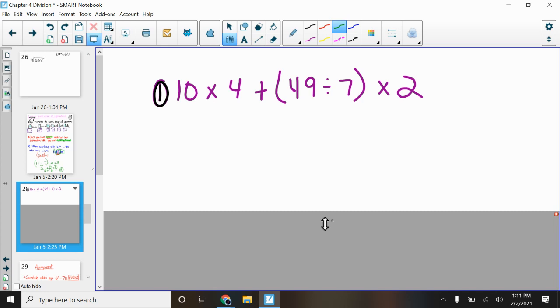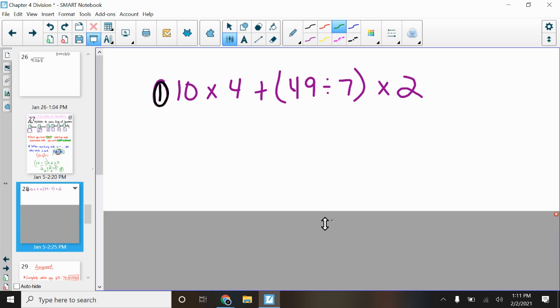All right, so let's think about PEMDAS. PEMDAS says, what do we do first? Henry, what do we do first? PEMDAS, P. What do I do first? 49 divided by 7. But why am I doing that first? Because this problem has parentheses, and PEMDAS tells me I always do the parentheses first.